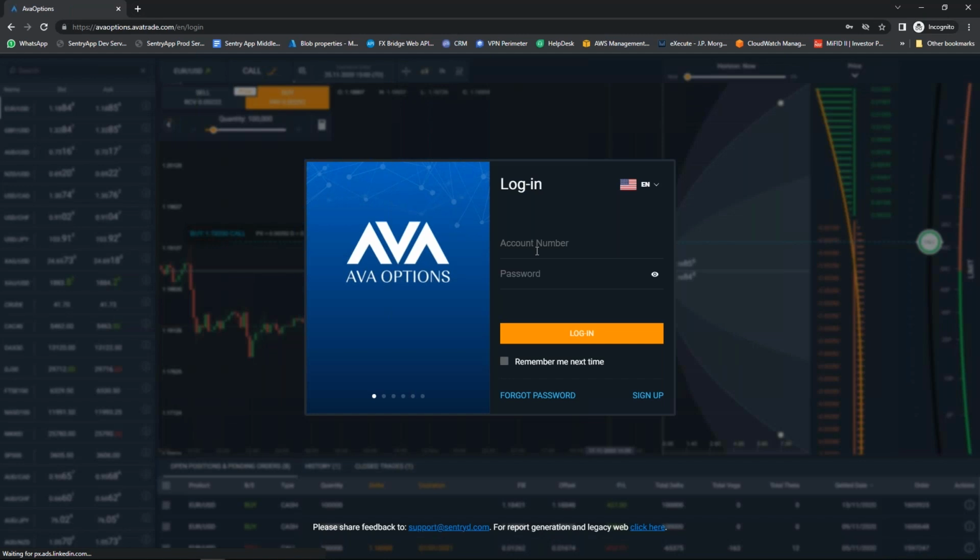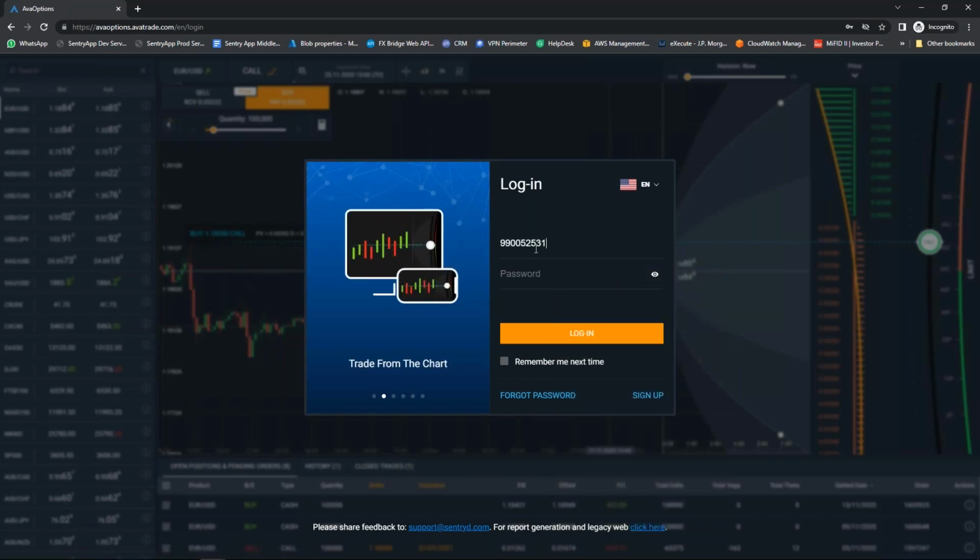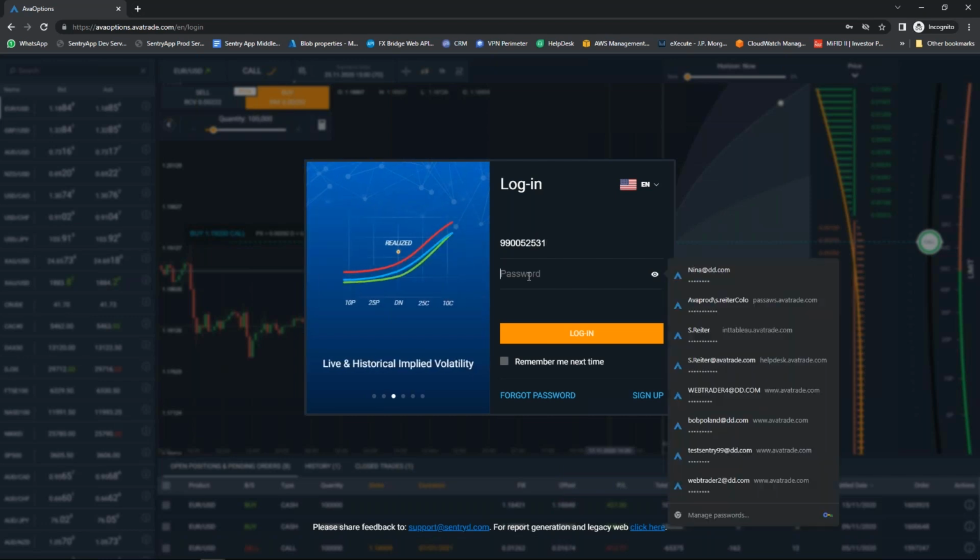You can go directly to the platform with an account number, or you can log in at the Ava website with your email and password, and then you click web trading to get into the web trader.